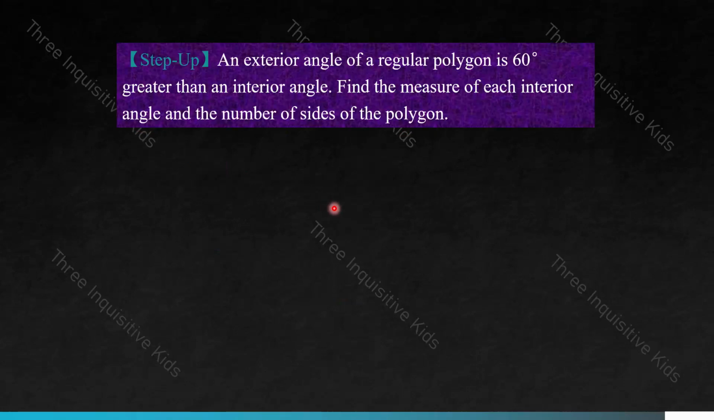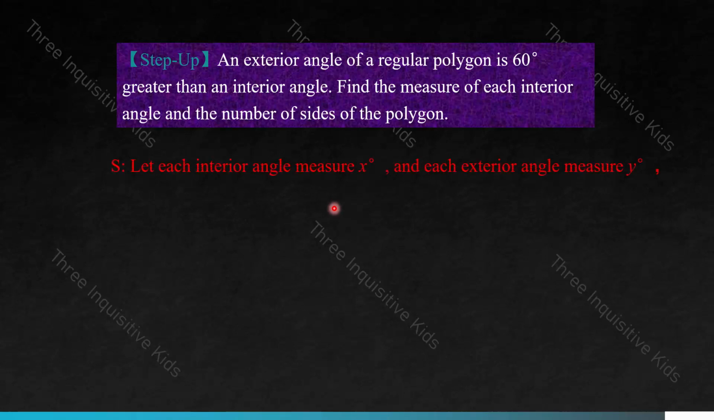Here is a step-up problem, a slightly harder problem. An exterior angle of a regular polygon is 60 degrees greater than an interior angle. Find the measure of each interior angle and the number of sides of the polygon. Now I want you to pause the video and just try your best to see if you can solve this problem. You don't have to get the right answer, you don't even have to get an answer, but I hope you try as many methods as you can.